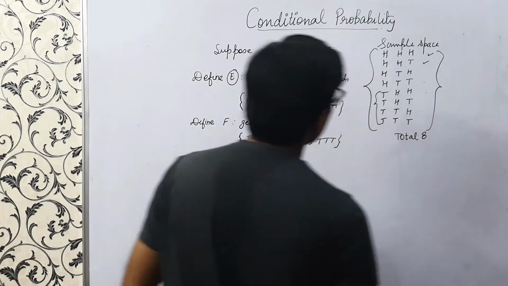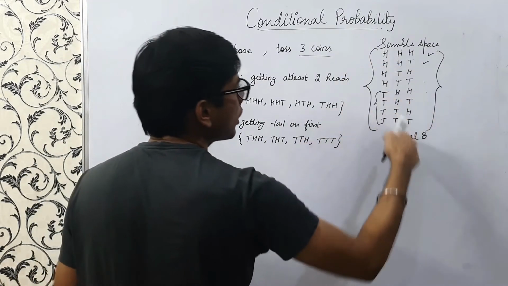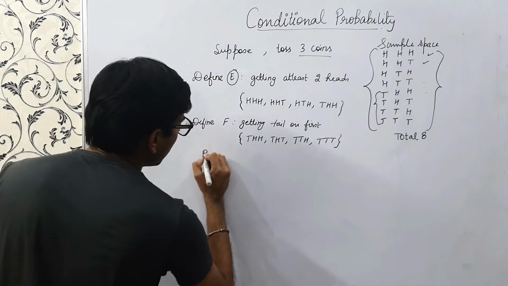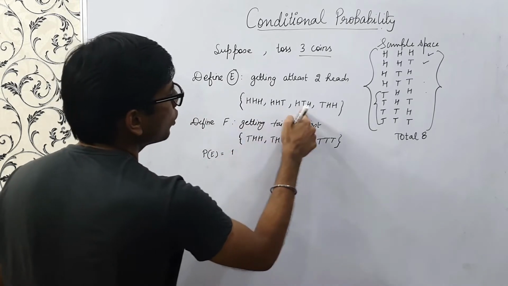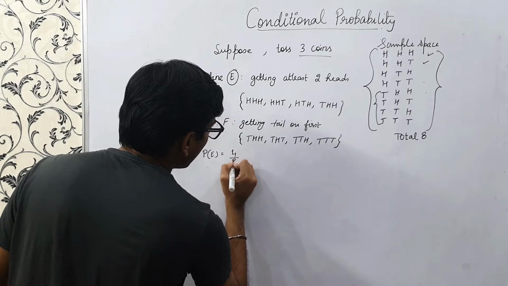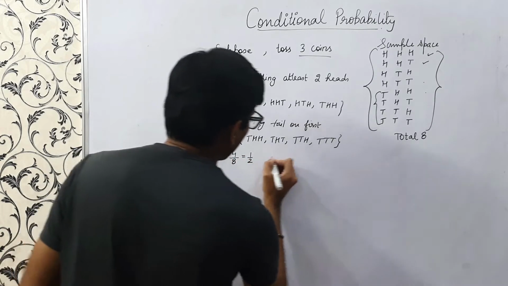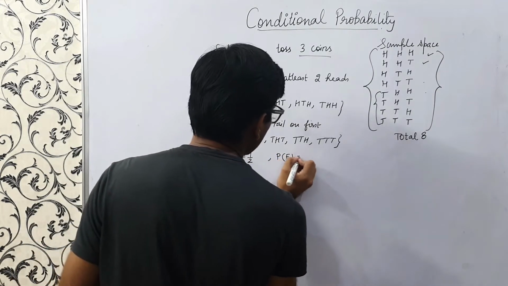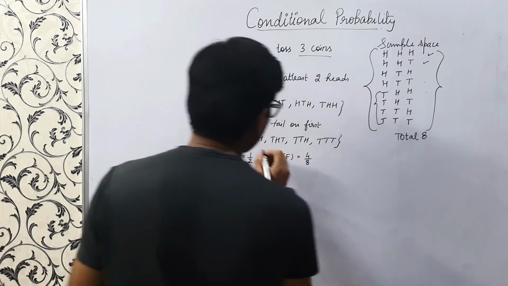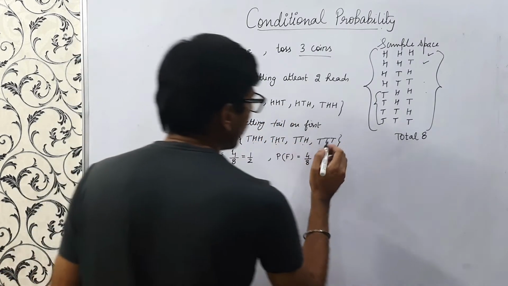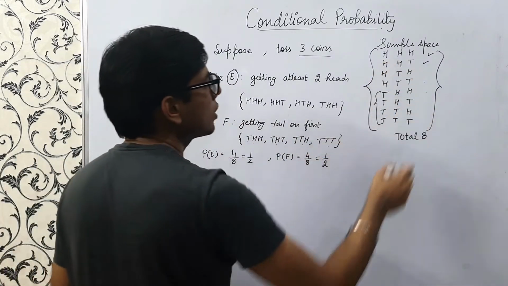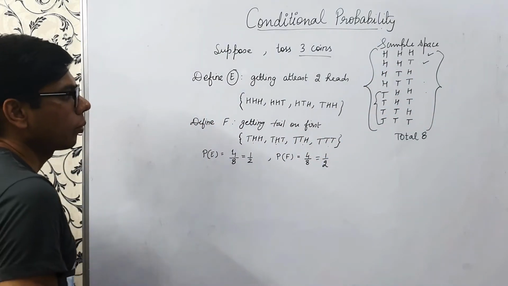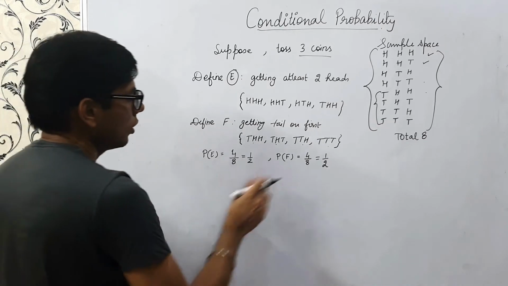Assuming each of these outcomes is equally likely, there are a total of 8. So what is the probability of E? There are 1, 2, 3, 4 outcomes, so 4 by 8, which is half. The probability of F is similarly 4 by 8, because there are 4 outcomes in F, so 1 by 2. We are assuming the outcomes are equally likely.